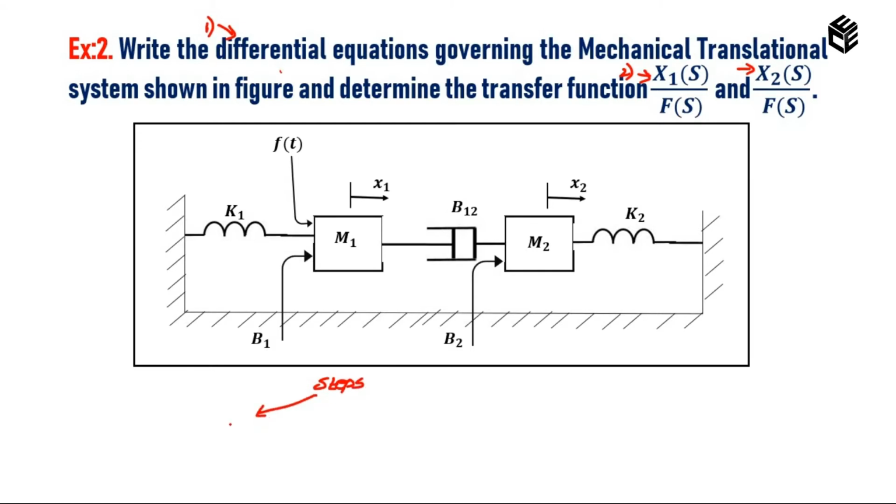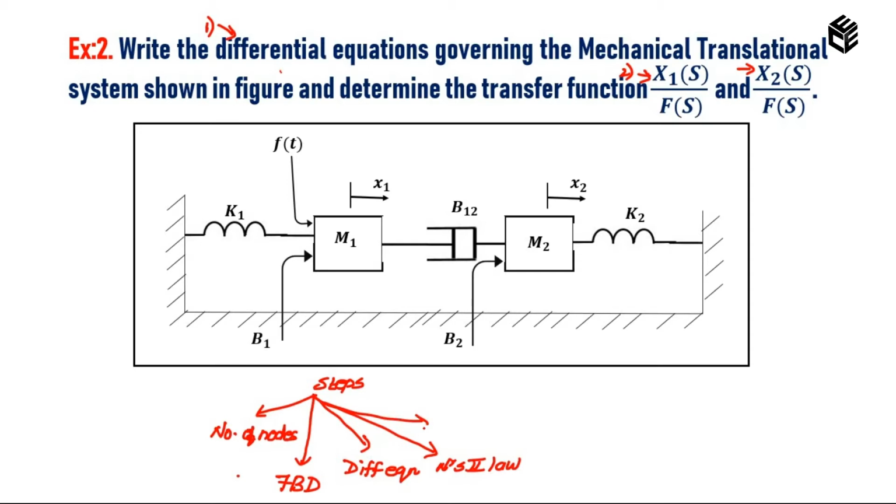So what is the first step? Our first step is to identify the number of nodes, correct? Our second step is free body diagram. Our third step is differential equation, correct? Our fourth step is Newton's second law, correct? Our fifth step is taking Laplace transform, and our last step is finding transfer function. Okay. So we are going to solve the problem.